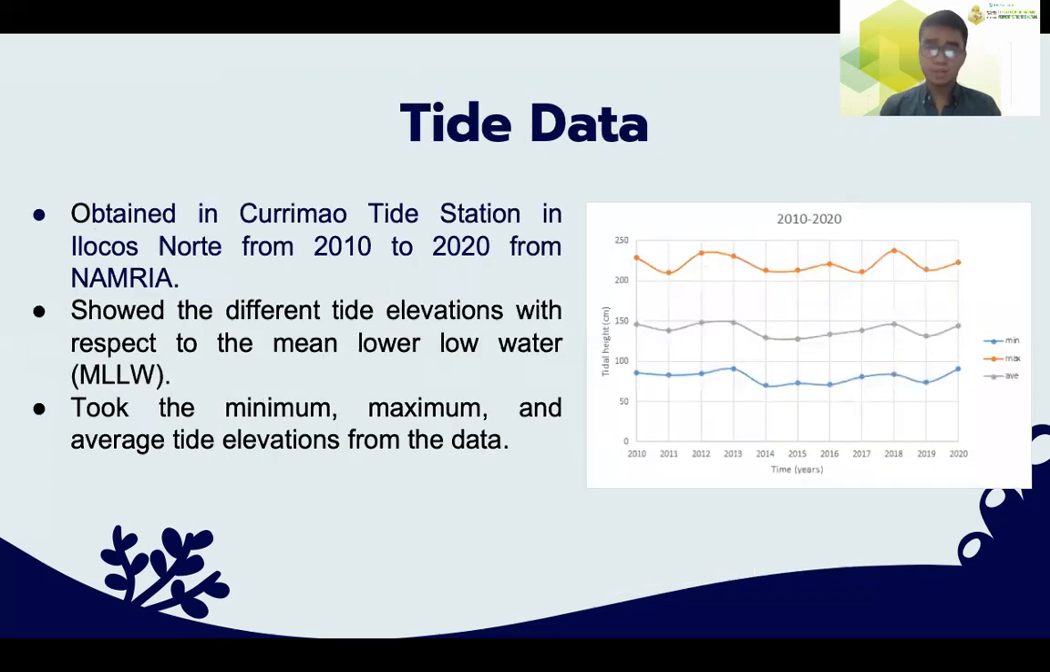As for the tide data, it was obtained from the Currimao Tide Station in Ilocos Norte from 2010 to 2020, and we obtained that data from NAMRIA. As you can see, the figure on the right shows the data obtained from the Currimao Tide Station. It also shows the different tide elevations with respect to the mean low water. Using the tide data, we took the minimum, maximum, and average tide elevations from the data obtained from NAMRIA.